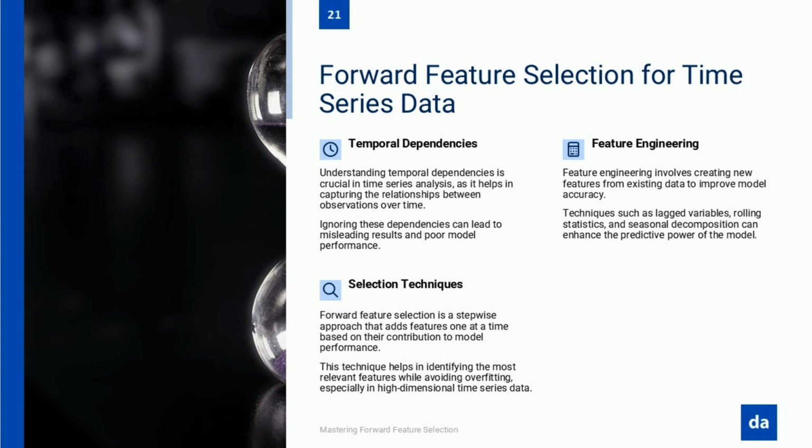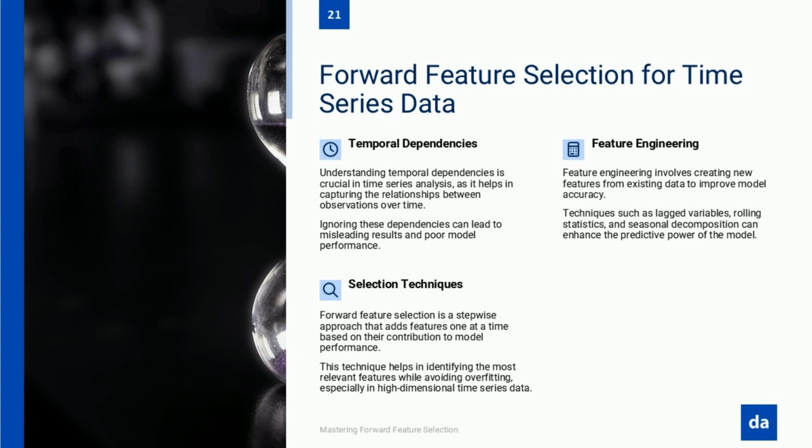But here's where things get tricky: data leakage. In normal feature selection, we can evaluate features based on their performance across the dataset. In time series, we have to be careful not to use future data to predict past outcomes. Forward feature selection has to be applied in a way that respects the natural flow of time, making sure no information from the future accidentally sneaks into the training process.